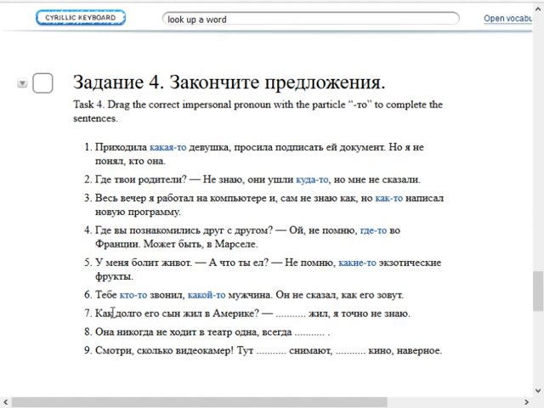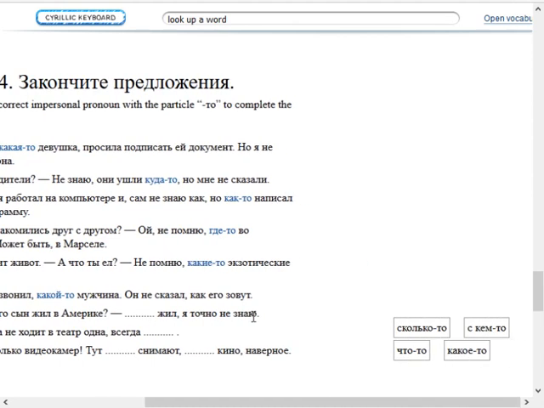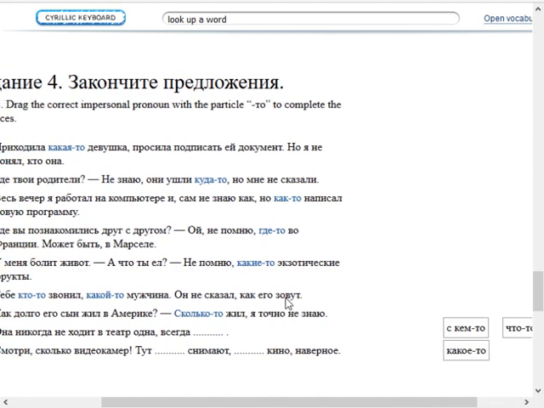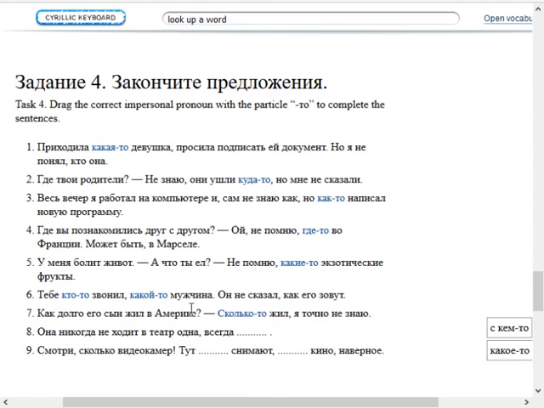Как долго его сын жил в Америке? How long did his son live in America? Сколько-то жил? Some amount. He lived there some amount. I don't know exactly, or я точно не знаю. I don't know exactly how long he lived there. He lived there for some amount. Good to know. That's a very helpful answer.